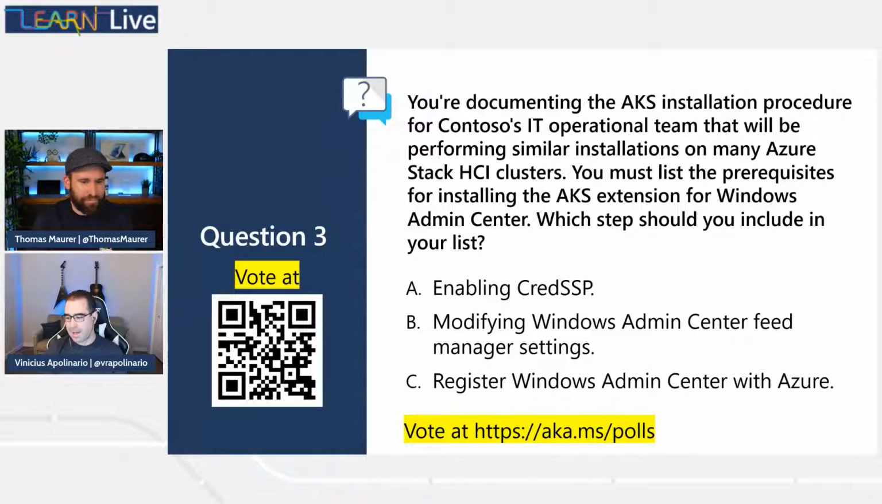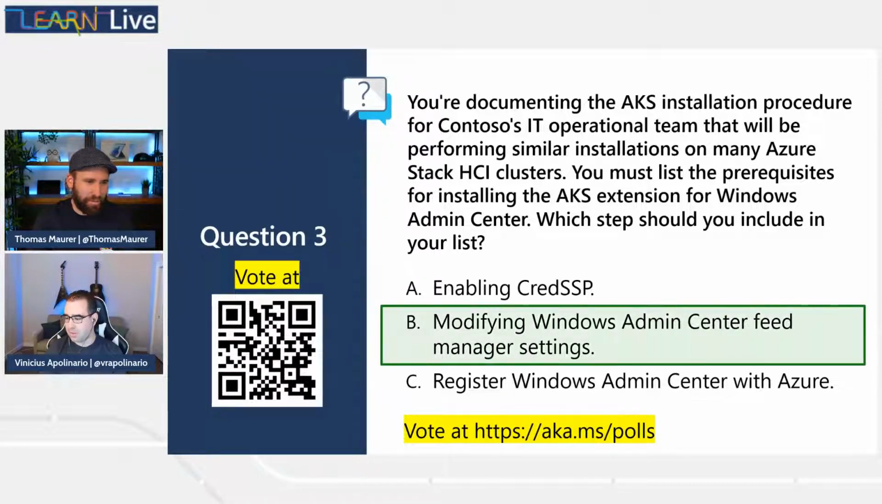So I'm going to go ahead and show the right answer for the wrong question, which is modify the Windows Admin Center feed manager settings. Thomas mentioned you can skip this step today in the latest version of AKS on Azure Stack HCI because it's already baked into Windows Admin Center. Every installation of Windows Admin Center already has the add-on that is needed here, so you don't need to change the feed and manually download the extension. But with that said, that was the requirement on the first versions of AKS on Azure Stack HCI.